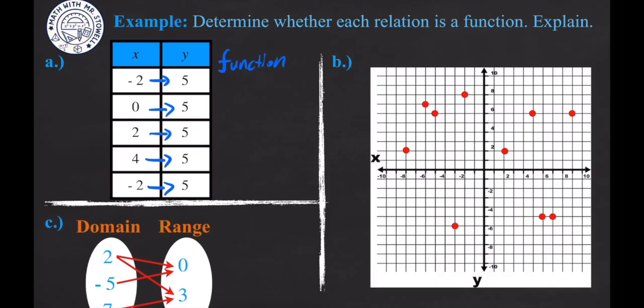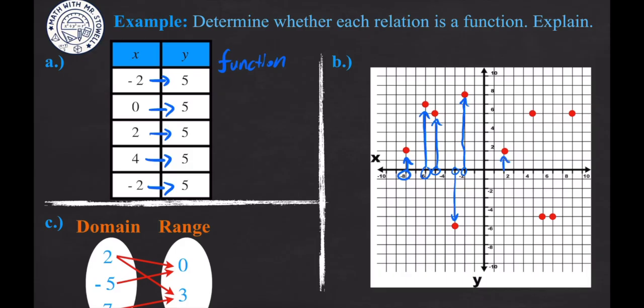Part B, is this a function? Well, let's check each point. -8 goes directly to +2. -6 goes directly to +7. -5 goes to +6. -4 doesn't have one. -3 goes down all the way until we get to -6. -2 goes until we get to +8.